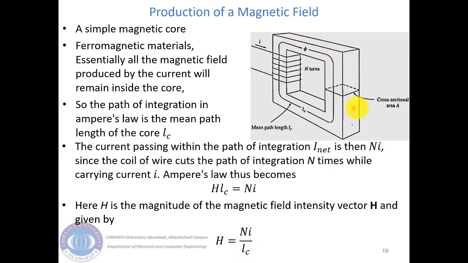Again, if we see this picture here, we are giving current to this coil, and it has N number of turns. That current will produce the flux in it. The intensity can be calculated from Ampere's law, H Lc is equal to Ni. Obviously the integral is removed just because we have assumed the mean path length of this magnetic core.